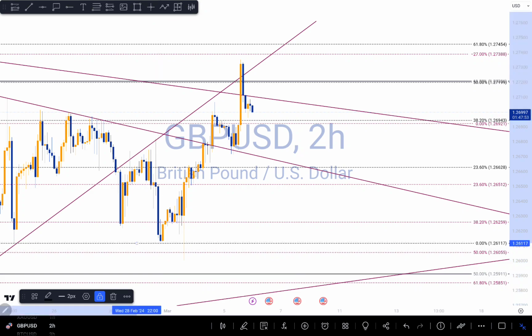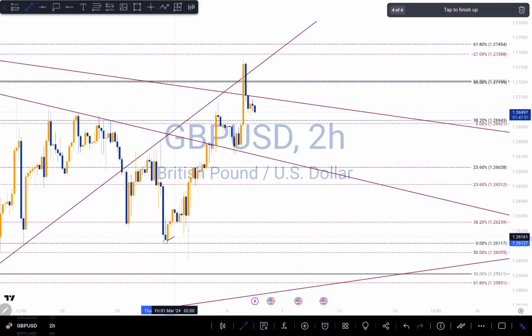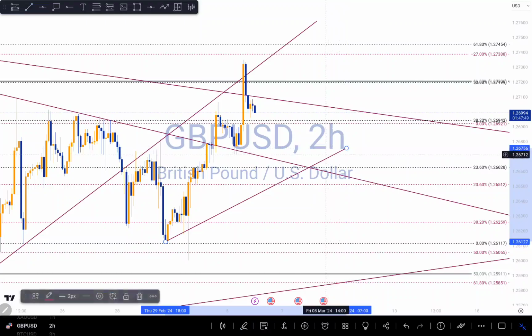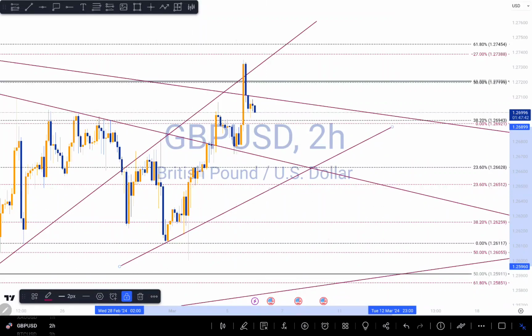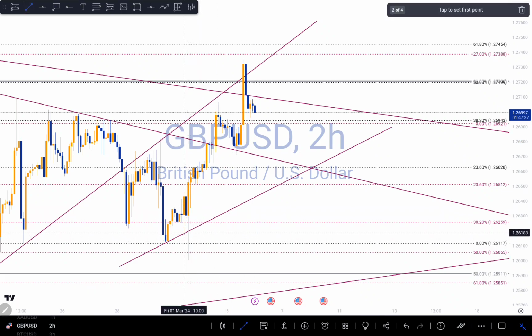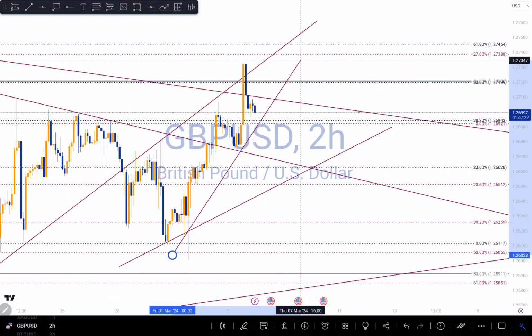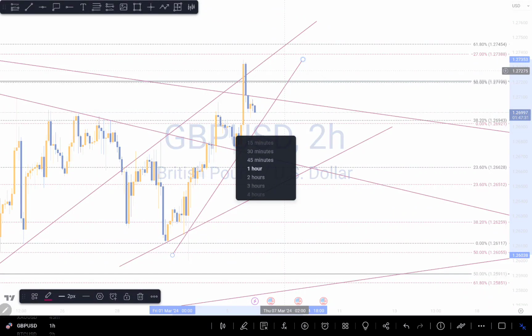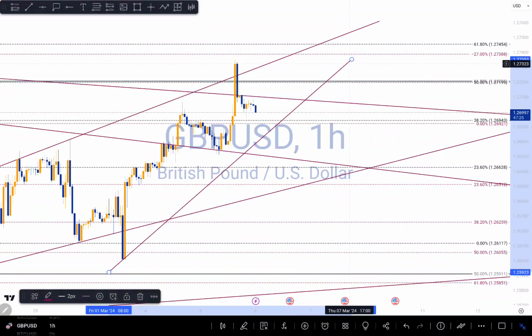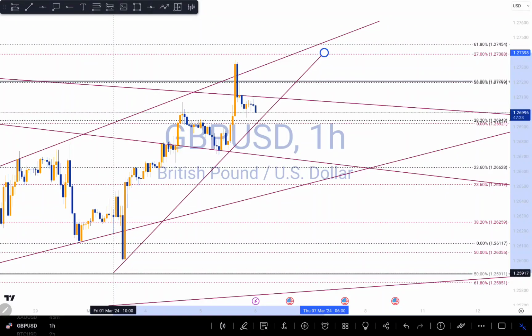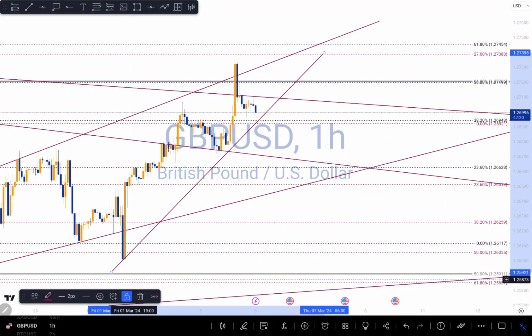Let's see if I can draw, you know, at least 2 touch makes a trend line. This is valid. Let's see if I can do 1, 2 here. That is valid as well. Let's go to my 1 hour time frame. Okay, I see this one here. This is definitely valid as well.